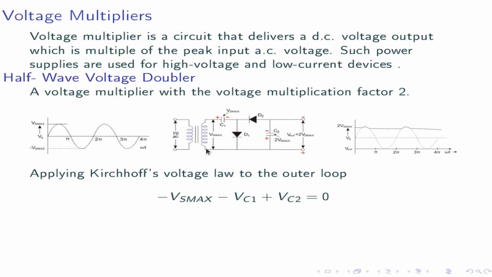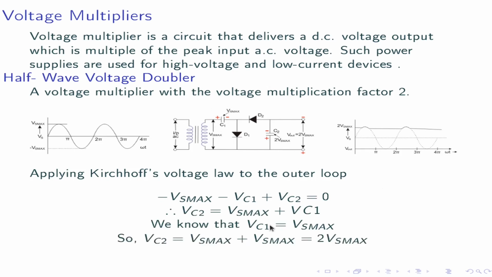So here, this is plus, this is minus. Minus Vs max, Vc2 is plus, and here it is minus Vc1. Or, minus Vs max minus Vc1 plus Vc2 equals 0. From that, Vc2 is equal to Vs max plus Vc1, but Vc1 is actually Vs max, therefore Vc2 is equal to Vs max plus Vs max, that is 2 Vs max, as we discussed. Therefore the voltage across C2 is 2 Vs max. So we can call this a voltage doubler.